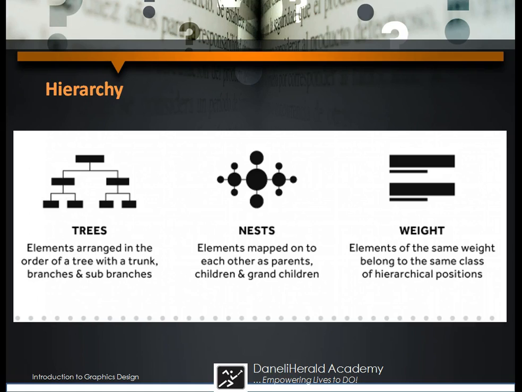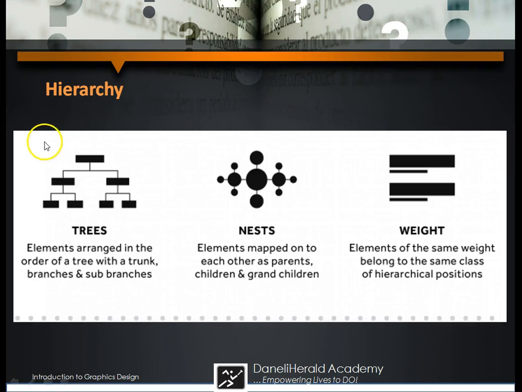Now we're going to hierarchy. Hierarchy describes an arrangement of elements in a graphic design that follows a certain pattern of authority, so to say. So there are 3 basic arrangements under the principle of hierarchy. The first one is trees.